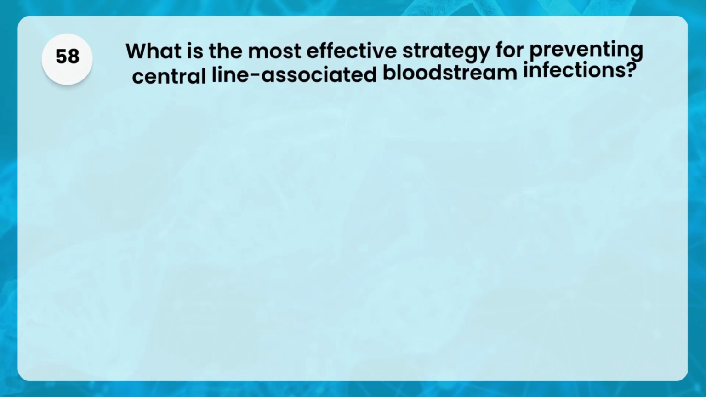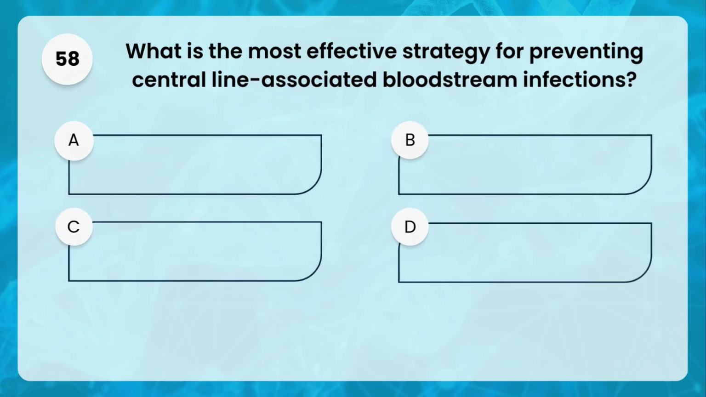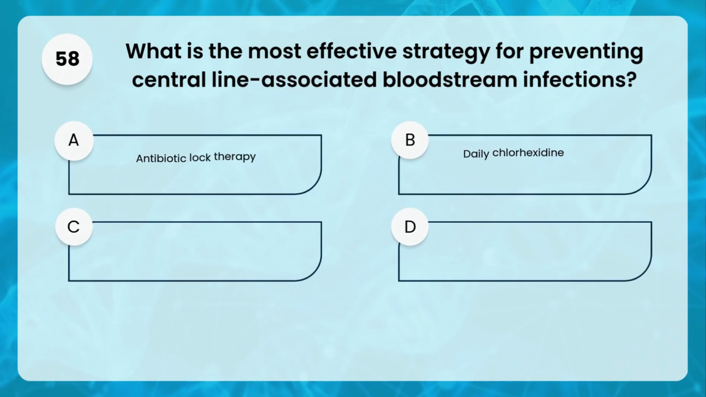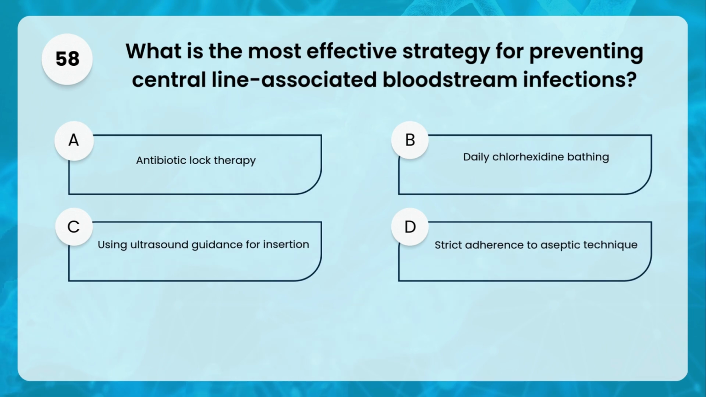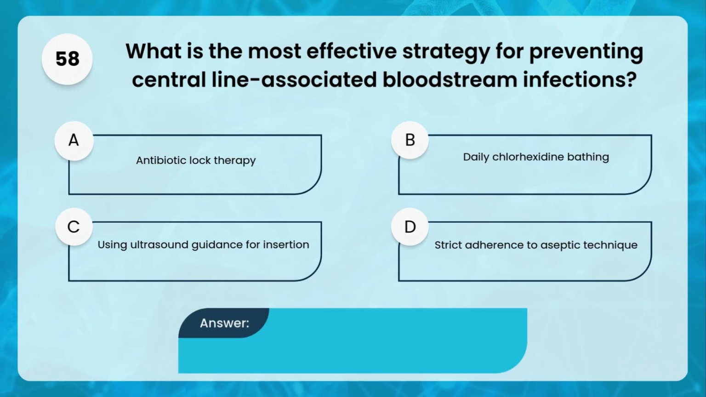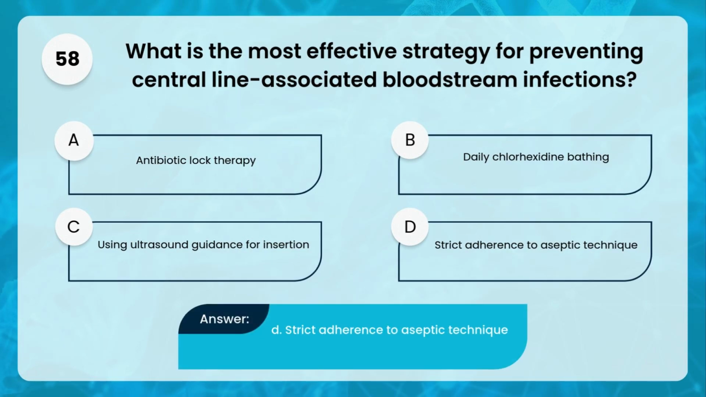58. What is the most effective strategy for preventing central line-associated bloodstream infections? A. Antibiotic lock therapy. B. Daily chlorhexidine bathing. C. Using ultrasound guidance for insertion. Or D. Strict adherence to aseptic technique. The answer is D. Strict adherence to aseptic technique.